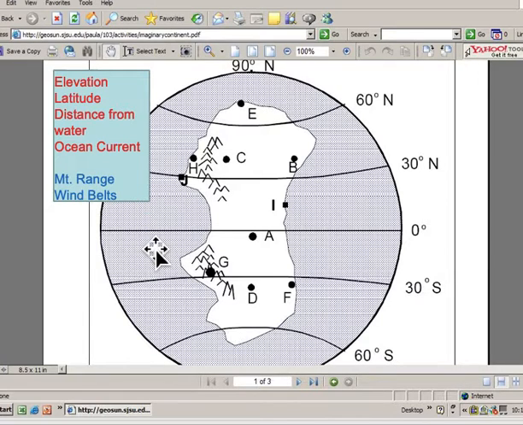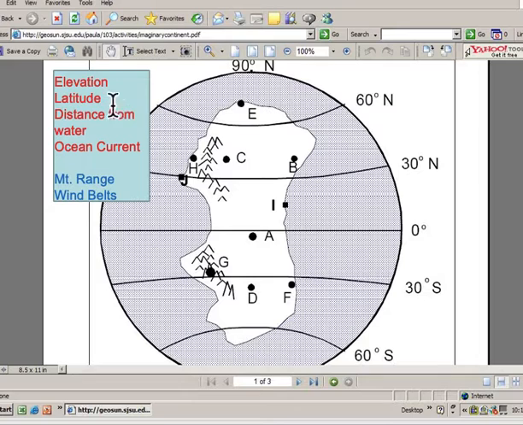So here's how a question might be asked. Compare the climates at city C and city H. Okay, so I don't have any information really on elevation other than that these little marks here mean a mountain range. Neither H or C is in the mountain range, so I'm going to assume they're at the same elevation. So elevation is not going to be a big difference between them, so that's probably not going to be a dominant climate factor.